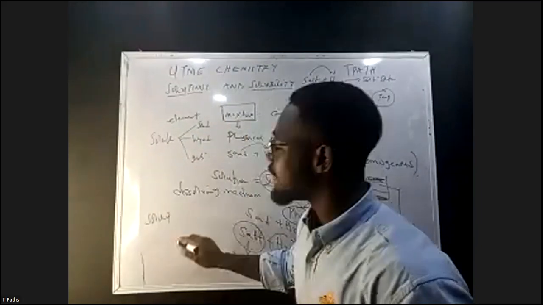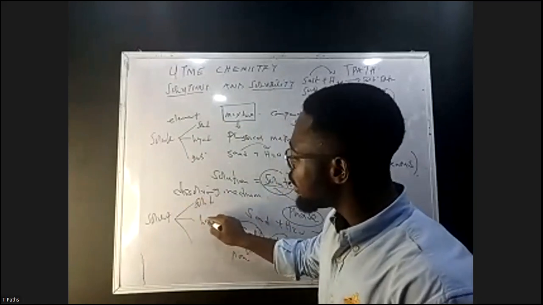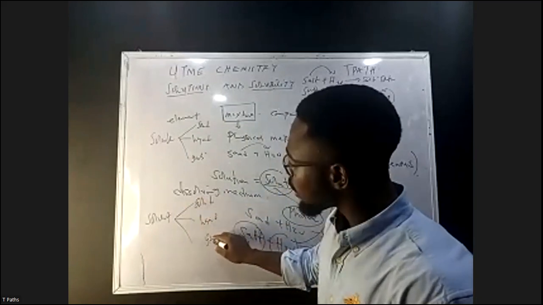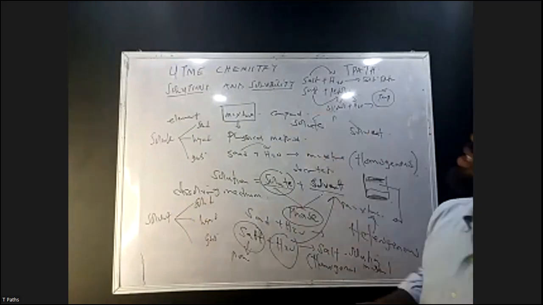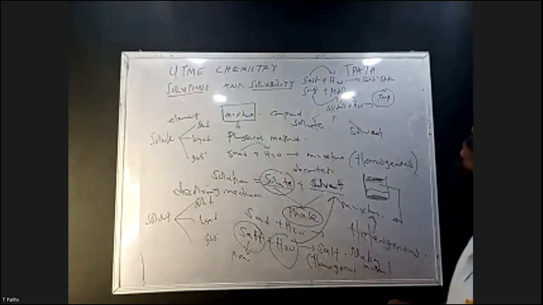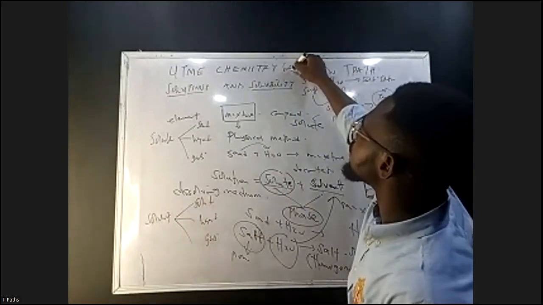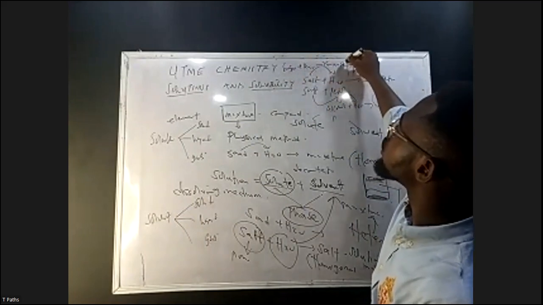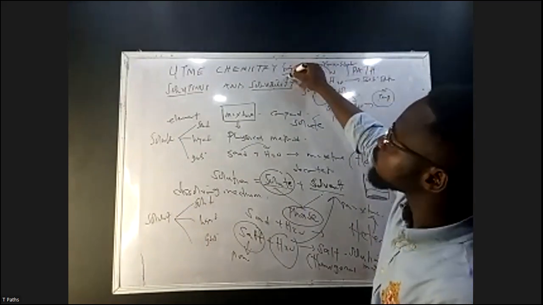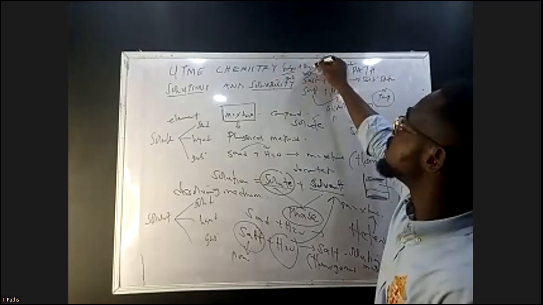Likewise, your solvent can be in the form of a solid, can be in the form of a liquid, and can also be in the form of what? Gas. I'm going to give you a common example of a solution: sugar plus water. Sugar plus water will give you what? A sugar solution. The sugar is the solid, while water is the what? Liquid. It is the solvent, which is a liquid.